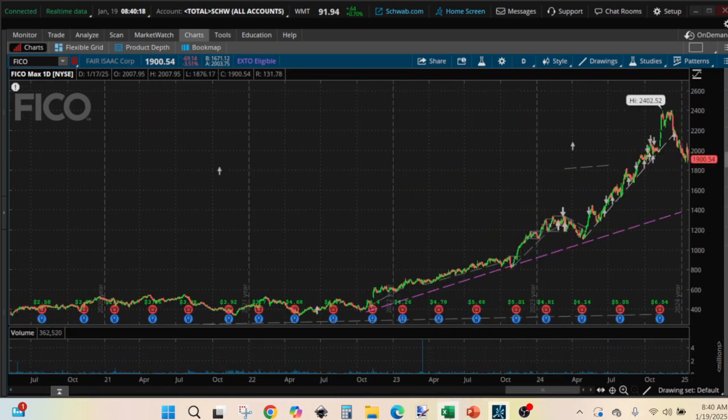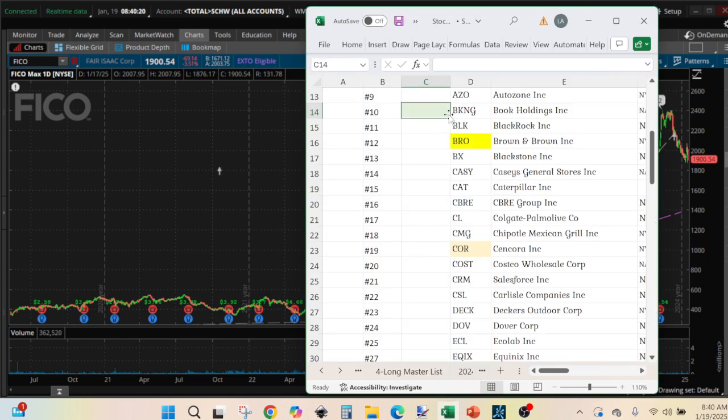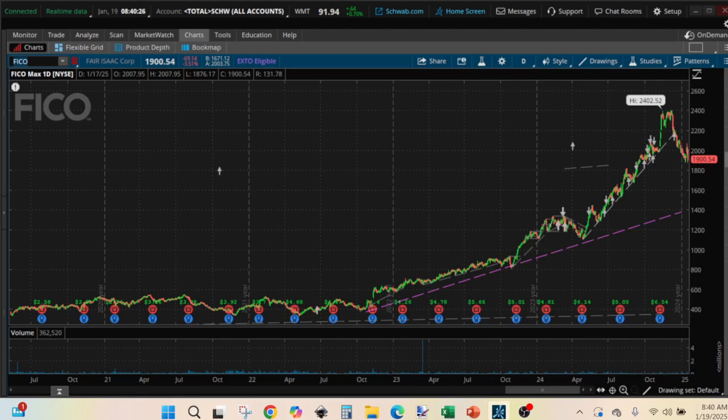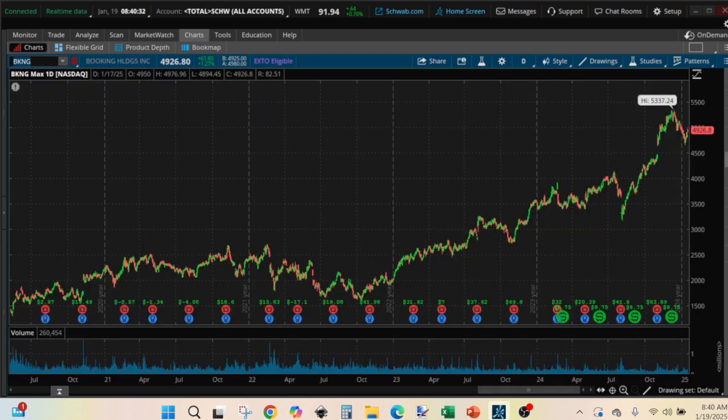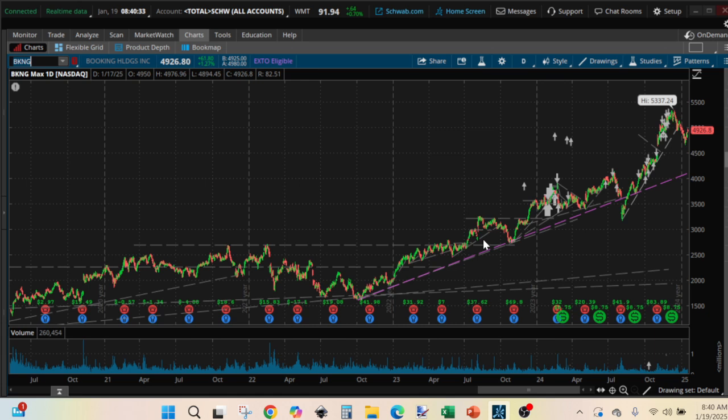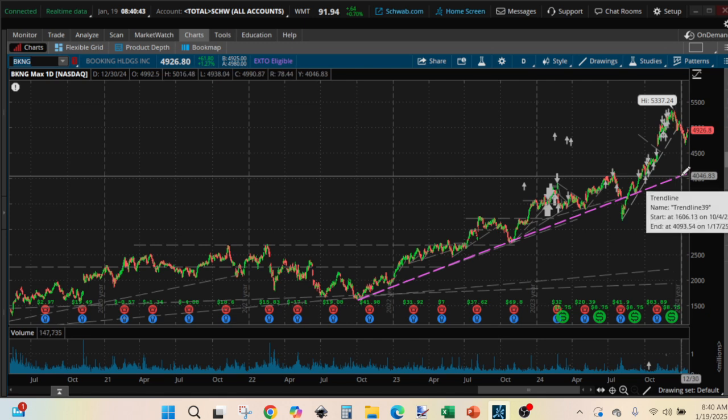So we are going to start with, this is part 2. We are going to analyze BKNG. Part 1, the link to part 1 will be in the description, and we talk a little bit about the long uptrend line strategy that we are using. So the purple line is the line we like to buy at. It is the trend line.